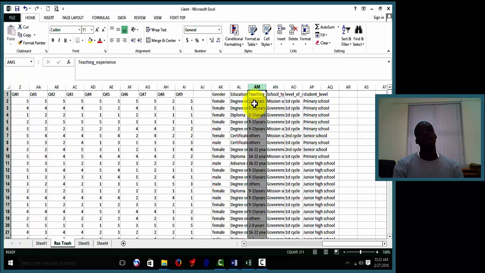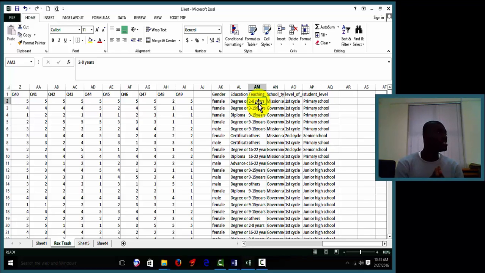Again, like I told you, this is supposed to have been a continuous variable because it's the years that the person has taught, but it has been grouped already since we are using data from work that has already been done. But these are things that you should avoid. You can see the categorization, 2 to 8. What is the scientific basis that the person who has taught from 2 years to 8 years and the person who has taught from 9 to 18 will have different outcomes?